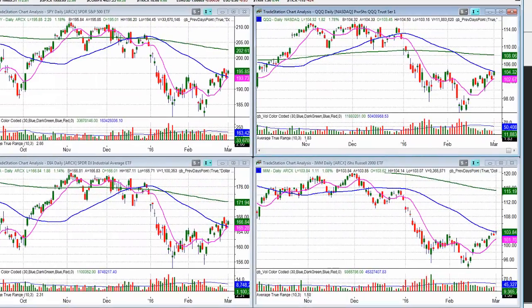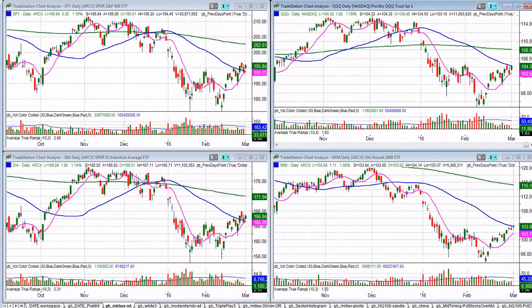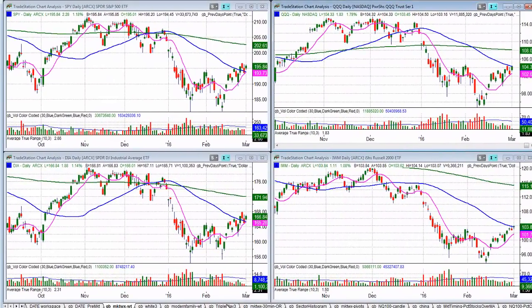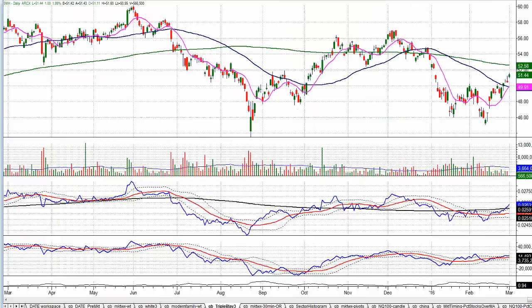Now, for individual stocks, I pulled this in. I'm going to take a look at it on our triple play indicators, and the reason I'm going to do that is because it shows you leadership. So the indicator down here is a leadership indicator.